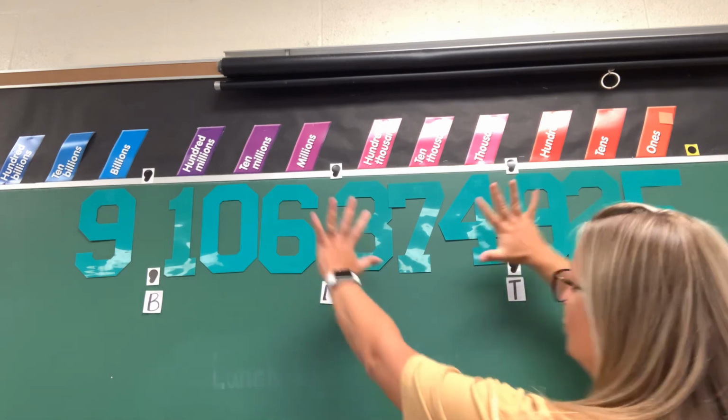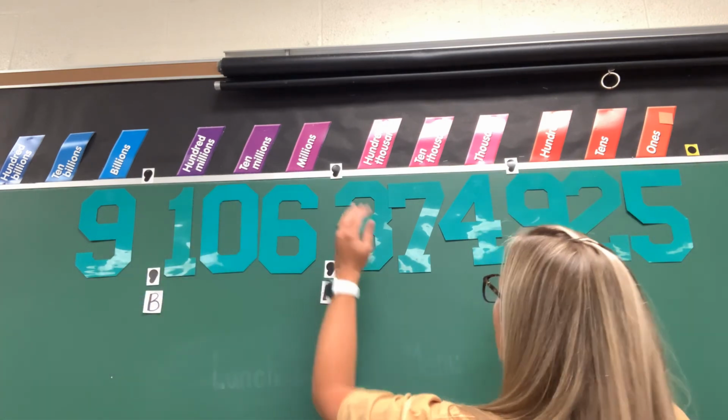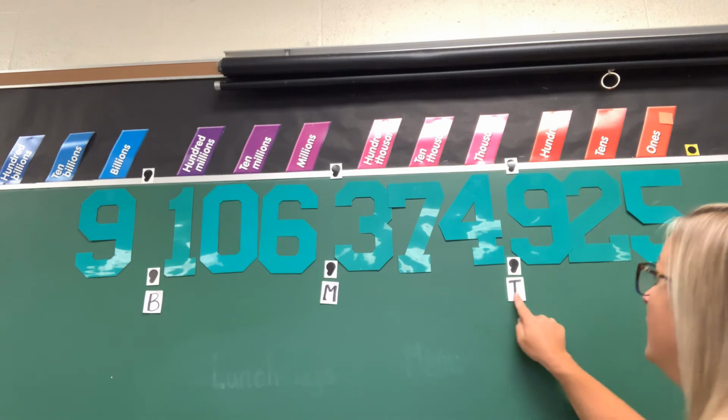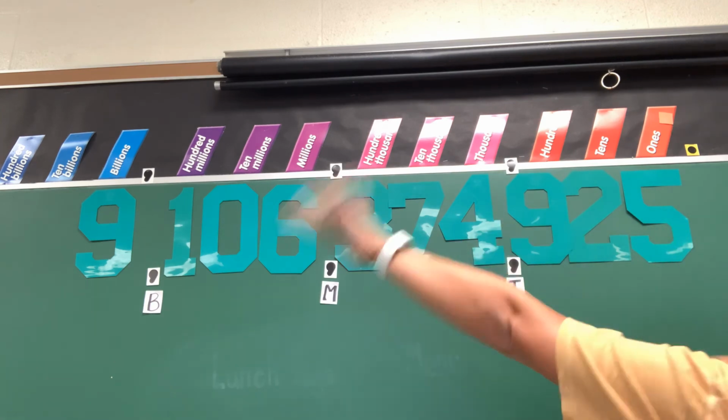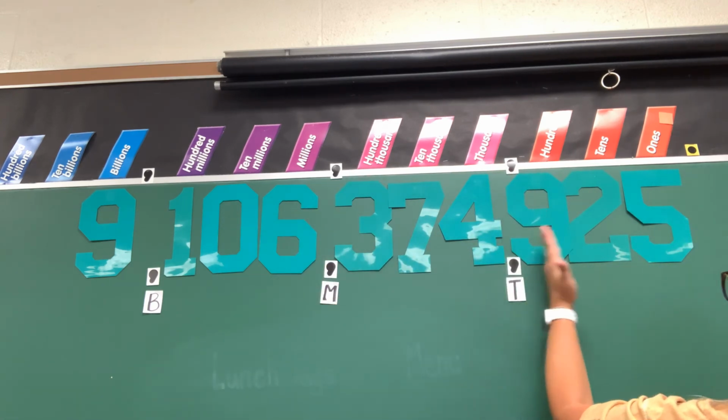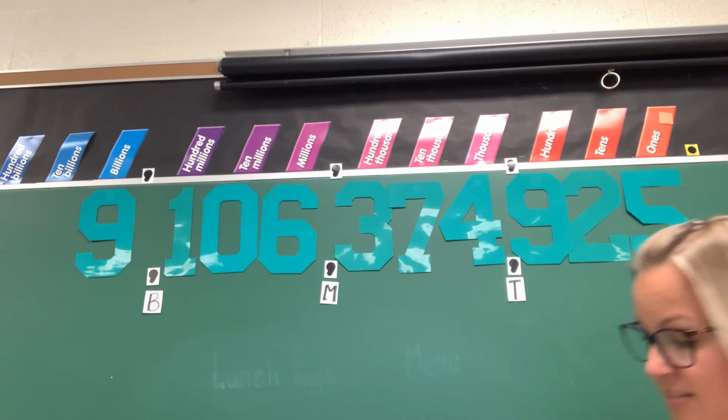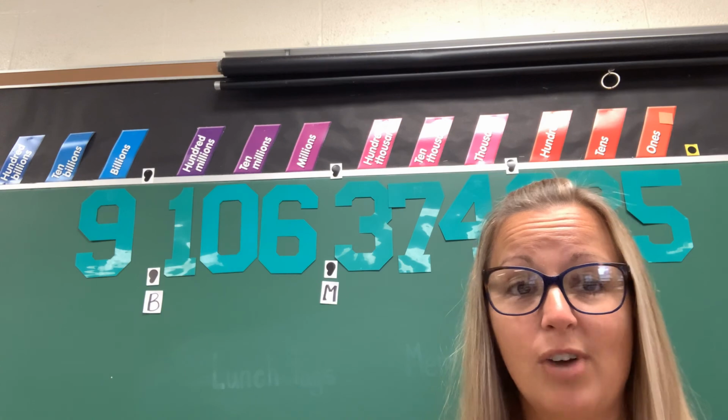Then I read the next chunk. Don't worry about the rest of the number. Just read this number. 374,000. Then don't look at the rest of the number. Just look at this, 925. And that is a simple way to read whole numbers, and we'll talk about writing them another time.